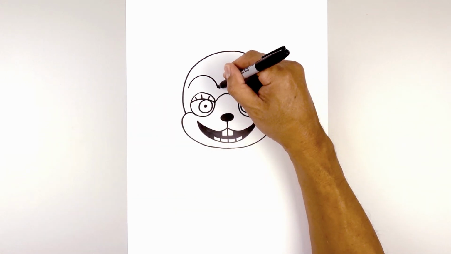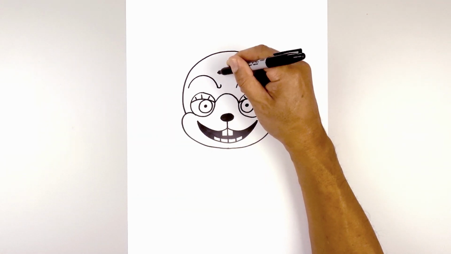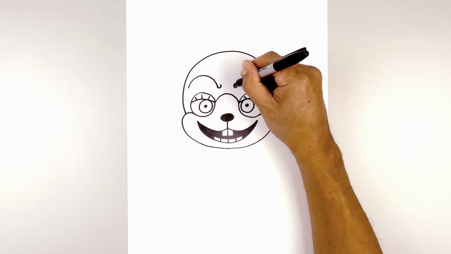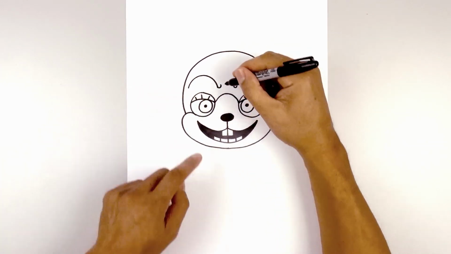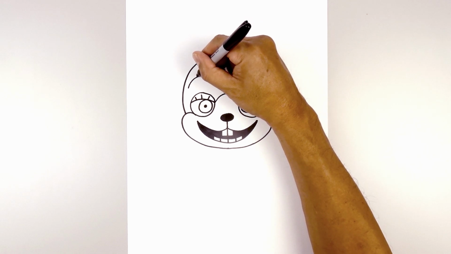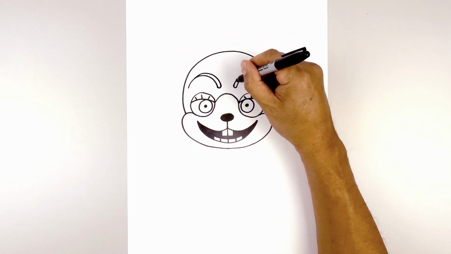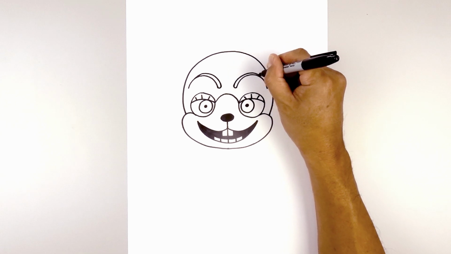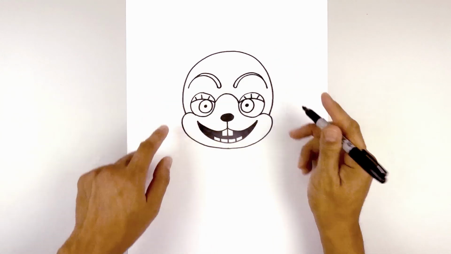On the inside of the eyebrow, I'm just going to curl this around and back out. I'm going to taper the eyebrow so it gets thinner on the outside. So we'll go up, and then we'll taper towards the outside. Do the same thing on the right. Let's fill the eyebrows in black.